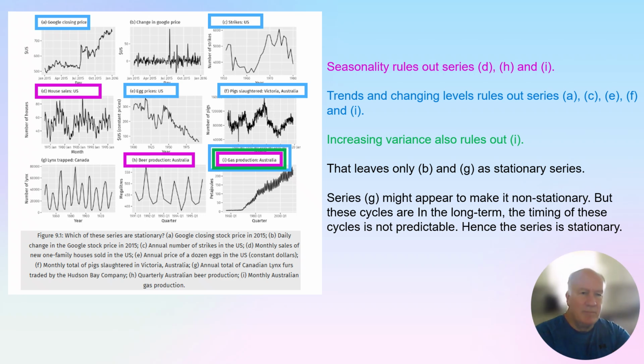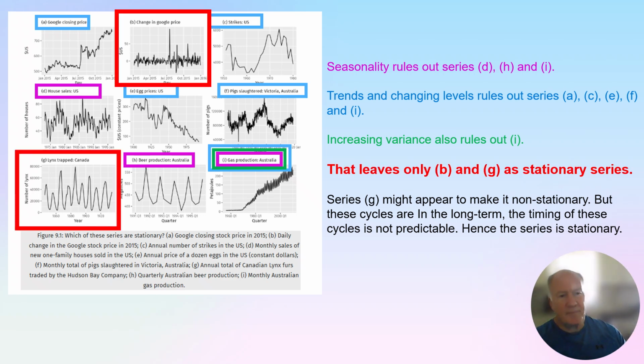So this leaves only B, which almost looks like noise with some really strong peaks, and G. And G, you might be tricked, but if you notice over the long term, this seasonality is unpredictable, and so it's not a constant period for the change in this seasonality. So these two are the two stationary series.